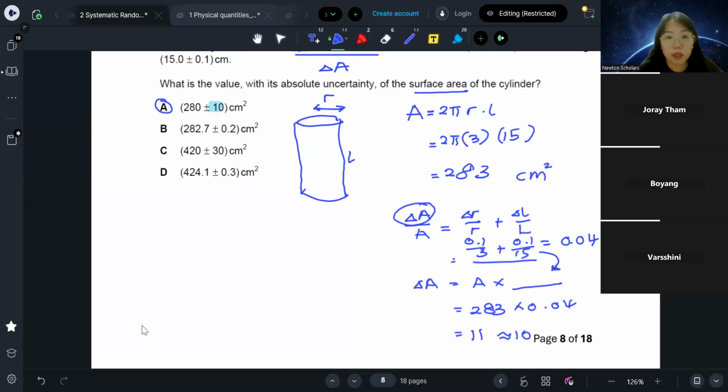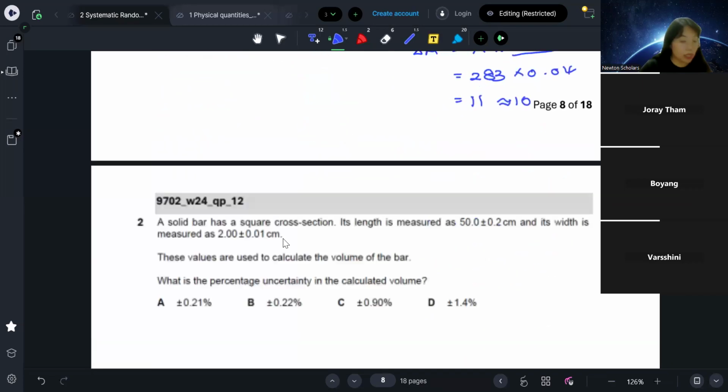Real reading, I mean how many decimal places or significant figures, normally we will follow this one. If this one is 0.2, then the front one will be point something. They will be standardized. Look at this: if this one is 0.2, then the front one will be point something. It will follow. So we go to question number 2.